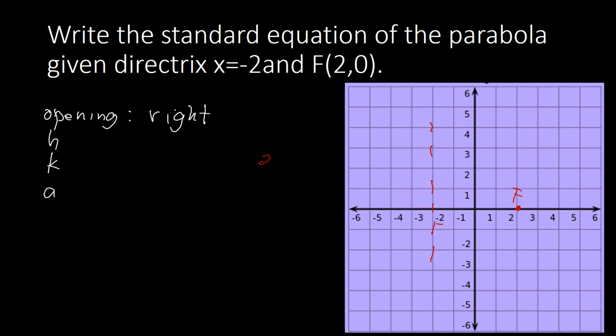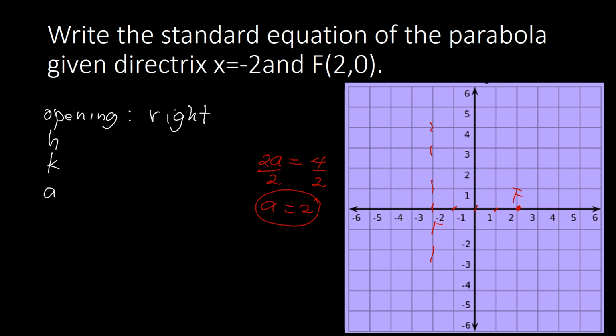Take note, the distance between the directrix and the focus is always 2a. So we count the number of units from the directrix toward the focus: this is 1, 2, 3, 4. There are 4 units between them. To find a, we divide this by 2, so our a is equal to 2.